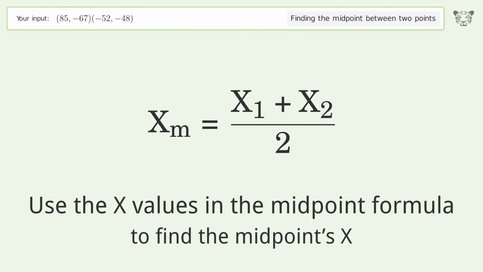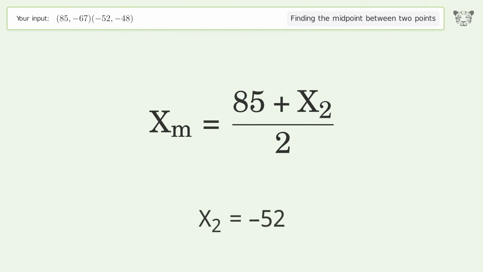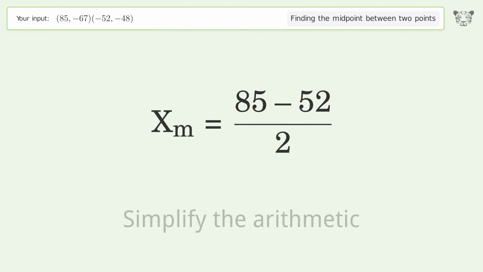Use the x values in the midpoint formula to find the midpoint's x. x1 equals 85. x2 equals negative 52. Simplify the arithmetic.